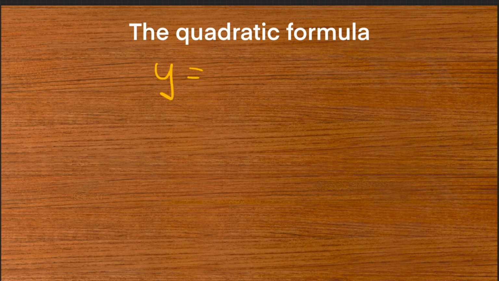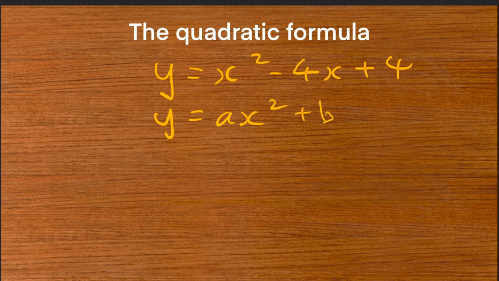y equals x squared minus 4x plus 4. We are going to use the standard form to help us determine our a, b, and c. Doing this allows us to see that a equals 1, b equals minus 4, and c equals 4. So now let's substitute these values of a, b, c into the quadratic formula.